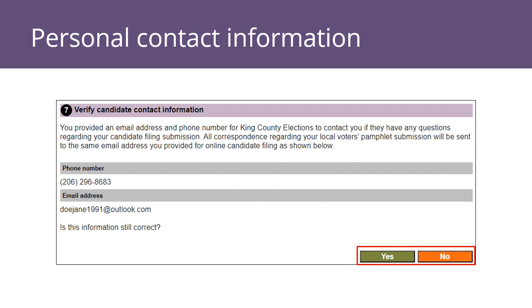At step 7, you will verify your personal contact information. This information will not be published in the voter's pamphlet. If the information is correct, click the Yes button to proceed. If the information is incorrect, click the No button to update it.